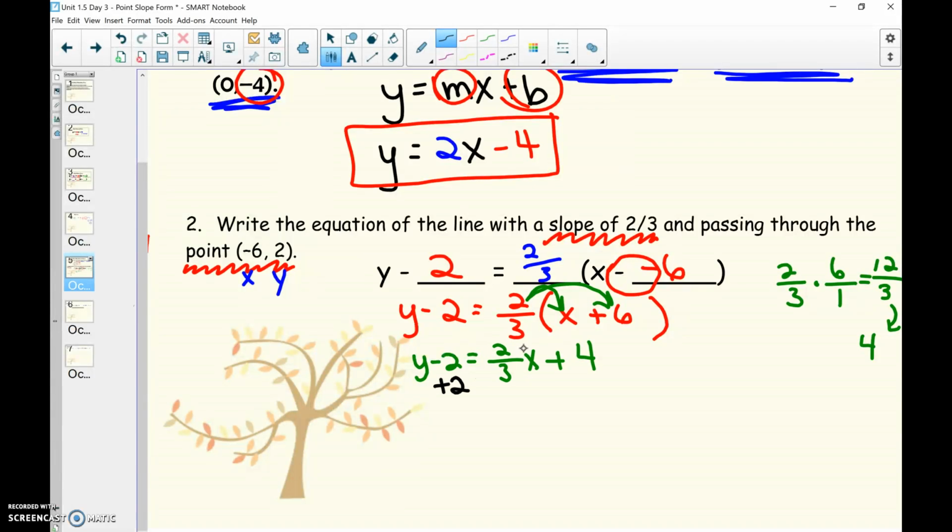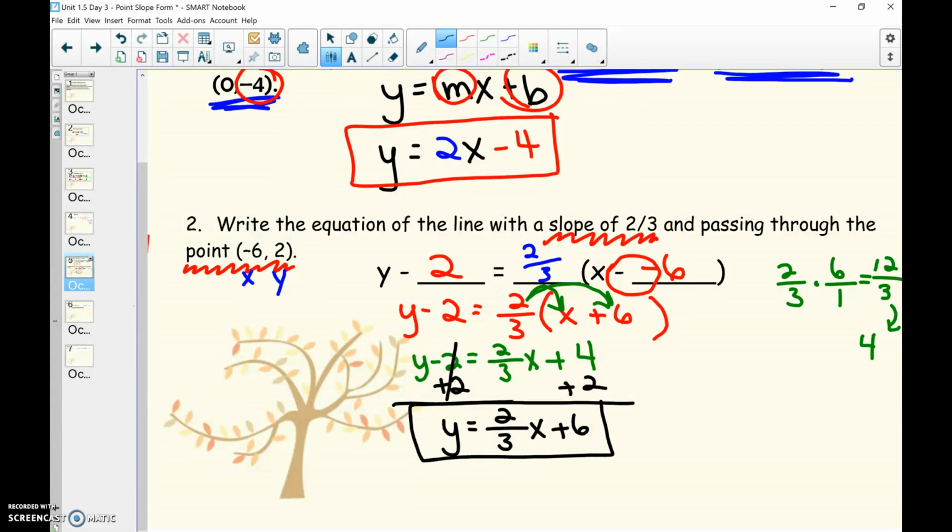It does not go with the 2/3 x. Those are not like terms. It does go with the +4 though. So really my final answer is y equals 2/3 x plus 6. There's my equation of the line with a slope of 2/3, and it will pass through -6, 2.